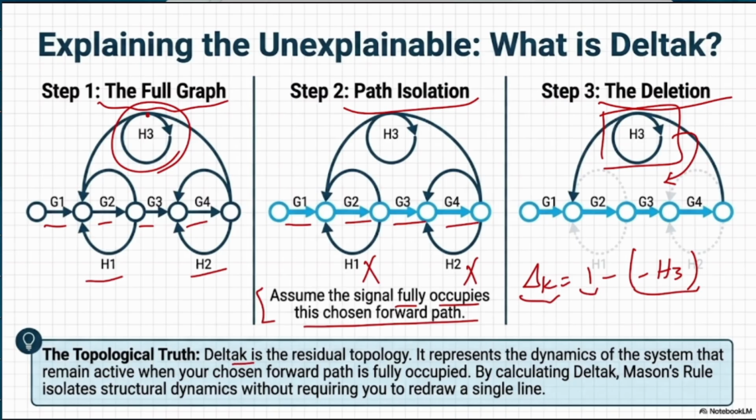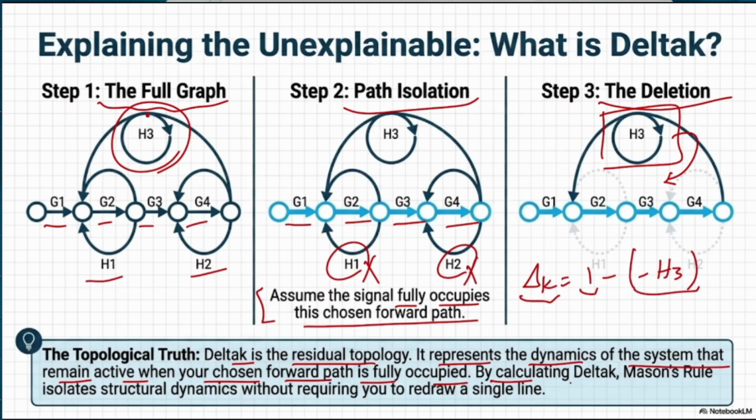The delta K is actually the residual topology, but residual means that we have to get rid of the forward path, and it represents the dynamics of the system that remain active when your chosen forward path is fully occupied. Obviously, if you get rid of your forward path, H1 and H2 are already gone, but H3 can still be functional there.